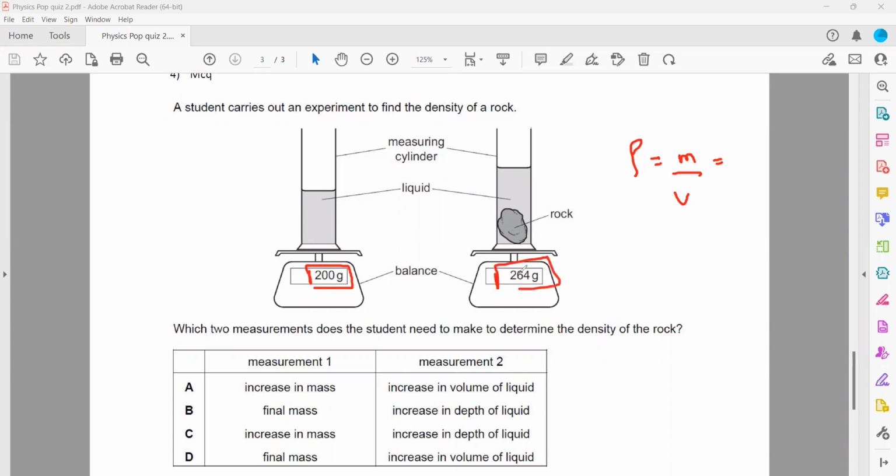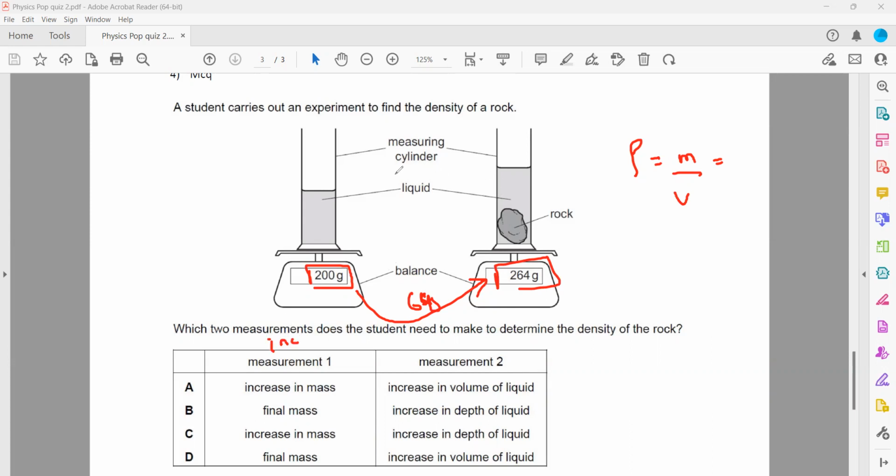So how will I know the mass of the rock? How much the mass has increased, that is actually the mass of the rock. 200 gram was liquid plus measuring cylinder, and 264 gram is liquid, measuring cylinder and rock. So how much has it increased? It increased by 64 gram. So what is the increase in the mass? That is what we need here, measurement one.